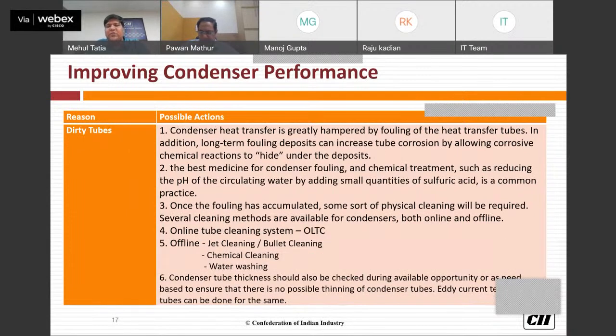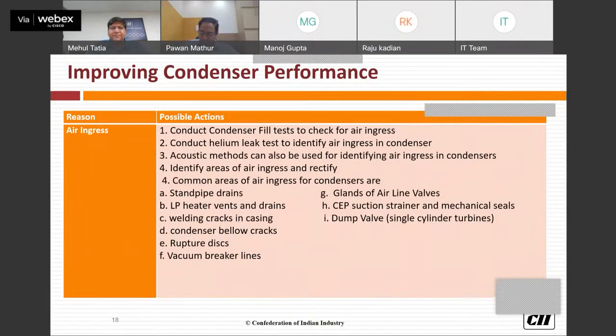Next is the dirty tubes, one of the biggest areas where cement CPPs are facing this issue. Most of the plants where we visit and where we interact, this is a big issue. So in that, you have to go for regular treatment, regular cleaning of your condensers. It could be an offline treatment like jet cleaning, bullet cleaning, chemical cleaning, water washing, or things like that. And also regularly check condenser tubes because deposition sometimes erodes them. So that you also check regularly.